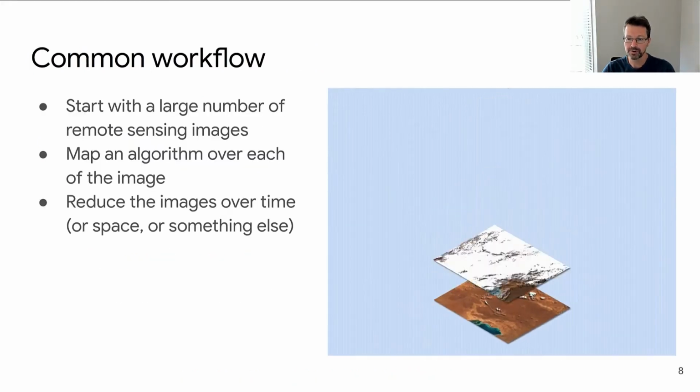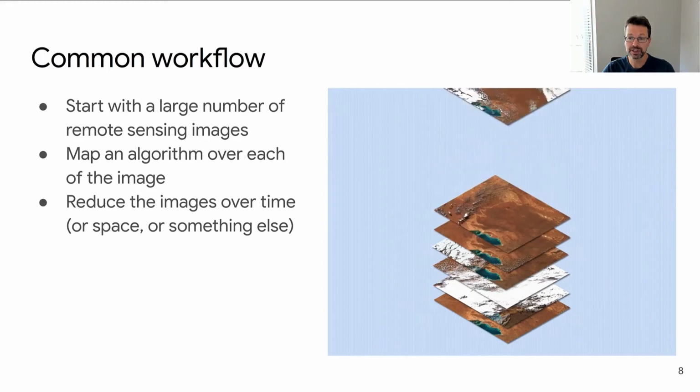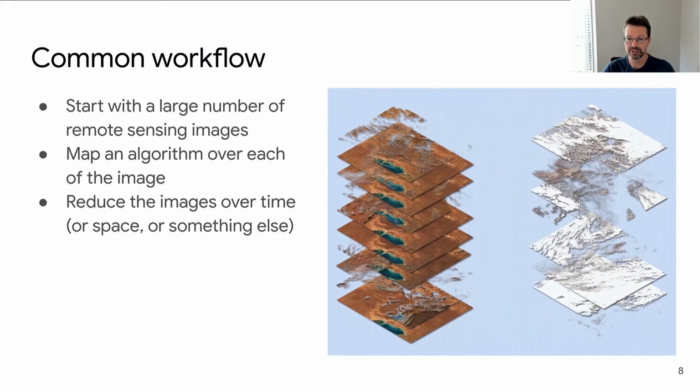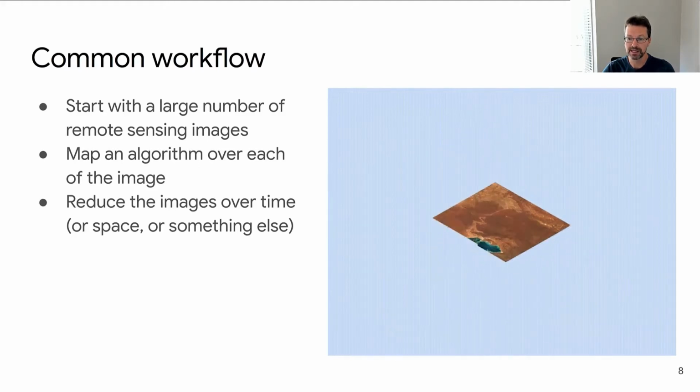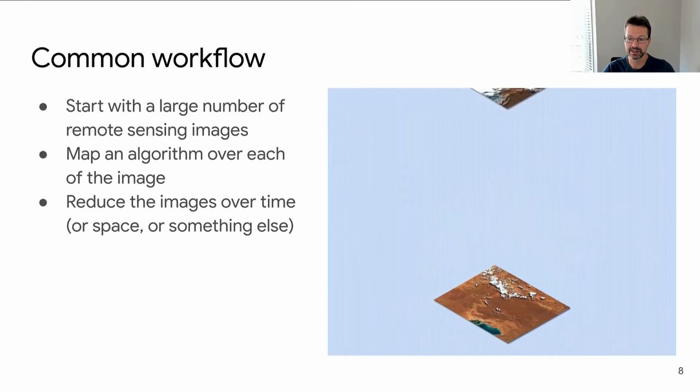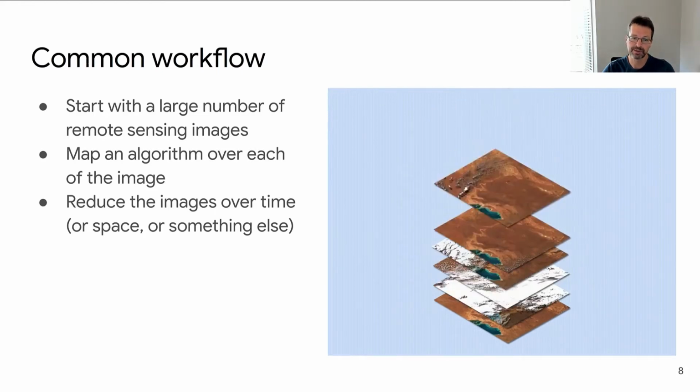A common workflow in Earth Engine is to start with a large collection of images, develop an algorithm that can be mapped over all of the images, apply that algorithm, and then reduce all the resulting images to produce a single image or a table or some other output.